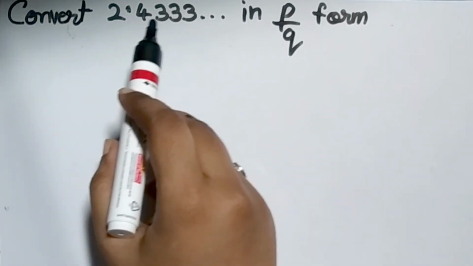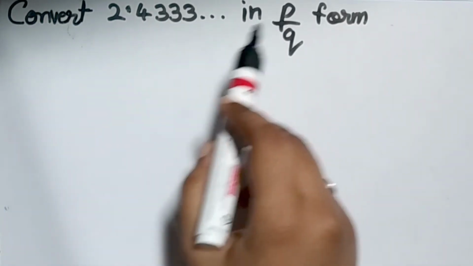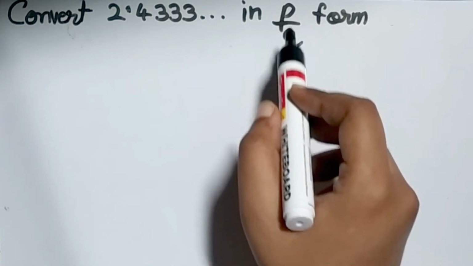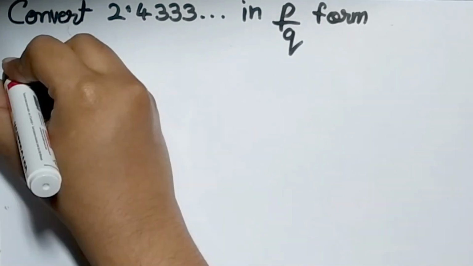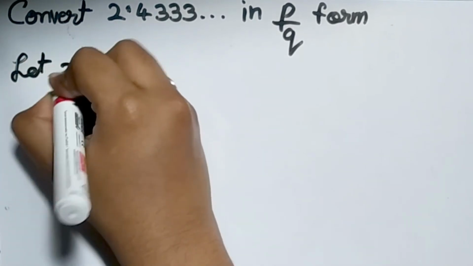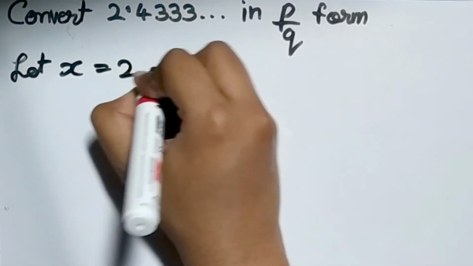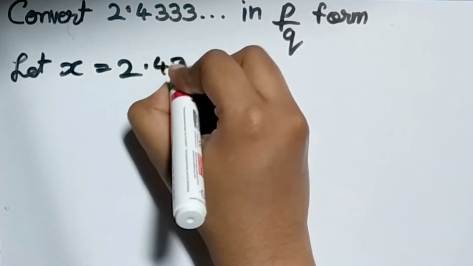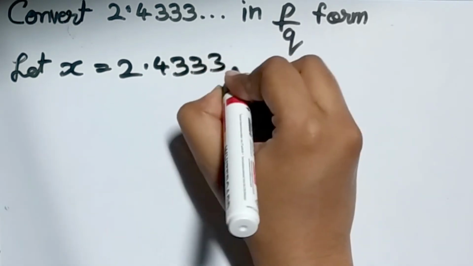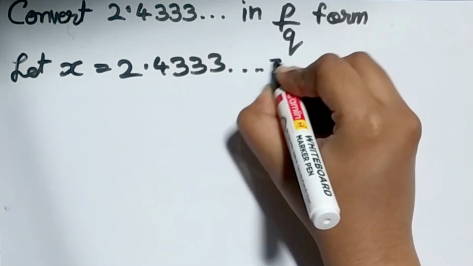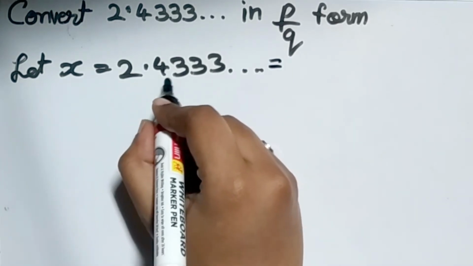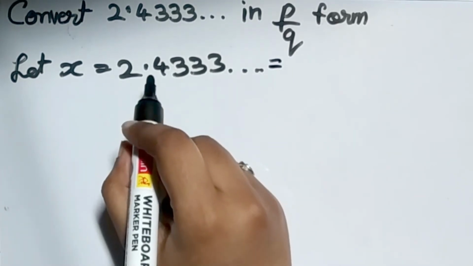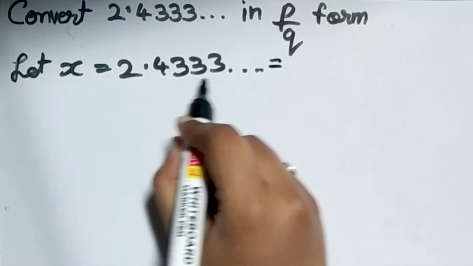Convert 2.4333 and so on in p by q form. Here first we will take this number as x. Let x equal to 2.4333 and so on. Now see, after 2.4, 4 is not repeating, only 3 is repeating.